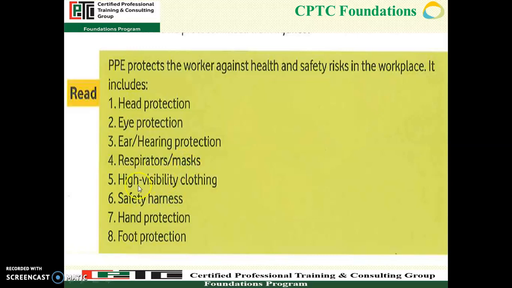Number 5 is high visibility clothing. So why do these clothing have high visibility? High visibility means you can see them very clearly, mainly because of the color. The color is very bright, so you can see them from a distance. These people who work outdoors should wear high visibility clothing, especially on roads, so that the drivers of cars and other vehicles can see them easily, and they will not have an accident.